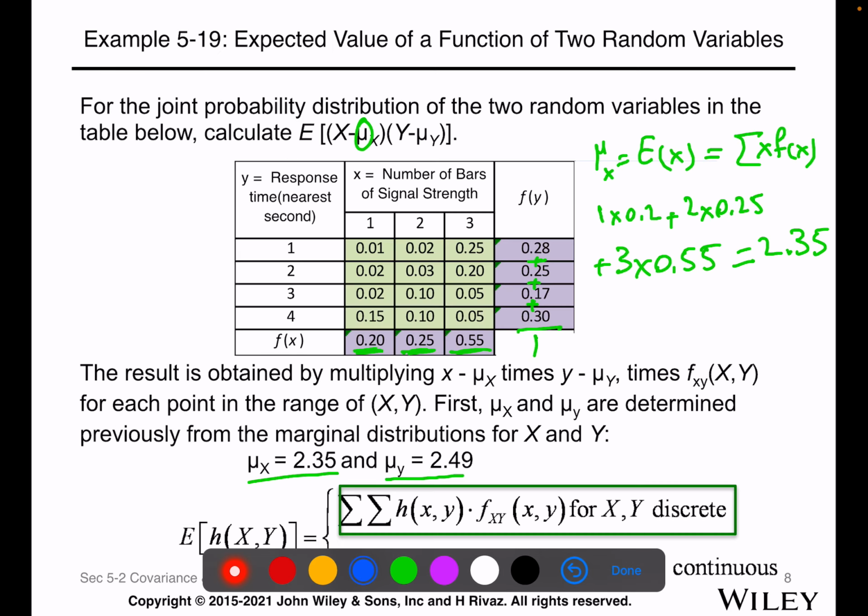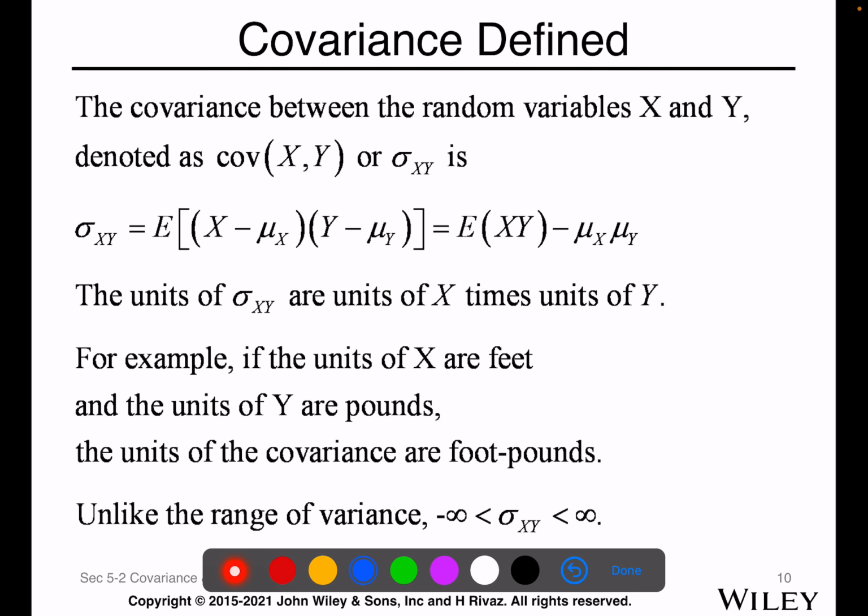Okay, all right. So what we just did was the expected value of (x minus mean of x) times (y minus mean of y), and by definition, this expected value is defined as the covariance between x and y. This is the definition, and it's quite easy to prove that this definition is equal to this equation. If you're interested, you can try at home. In 1 minute you can prove this.